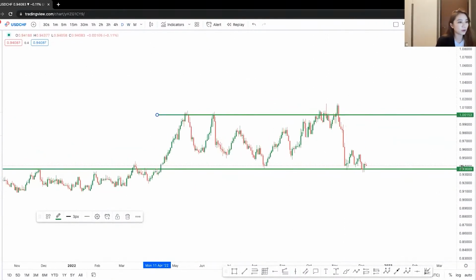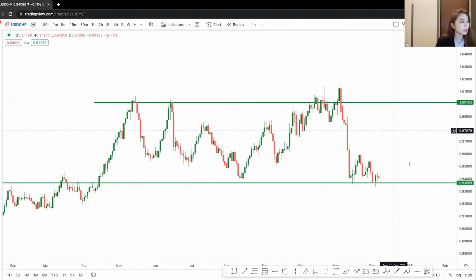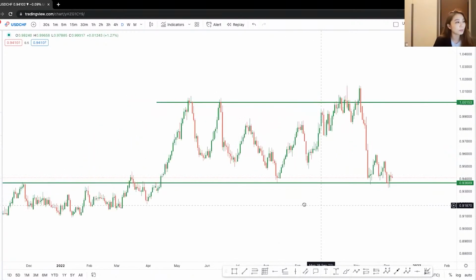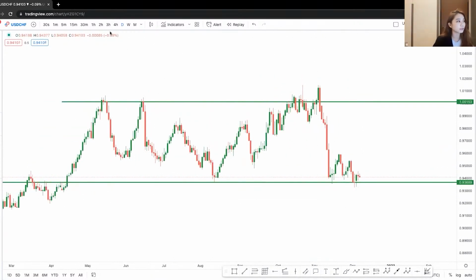We can see that for now, in terms of the daily, price is actually moving in between these two prices. So we're looking at 0.93 and 1.001. In terms of the daily chart, it is not super trending. We are looking at a sideways moving kind of trend.